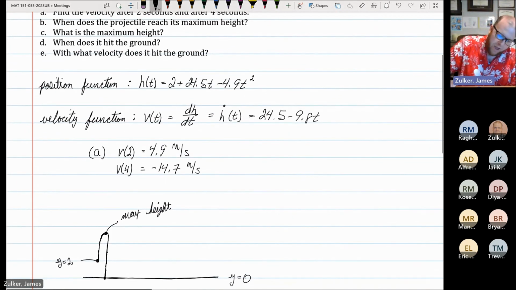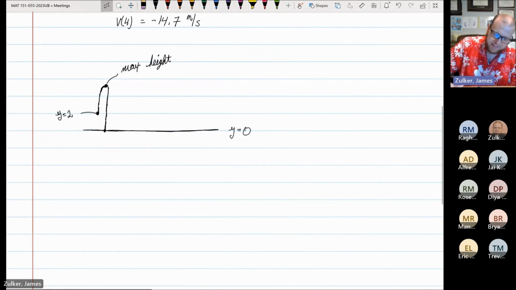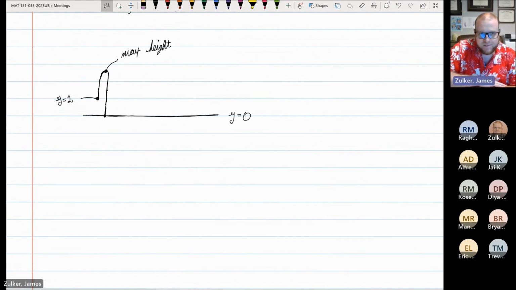So to determine when it reaches its maximum height, set v of t equal to 0 and solve.